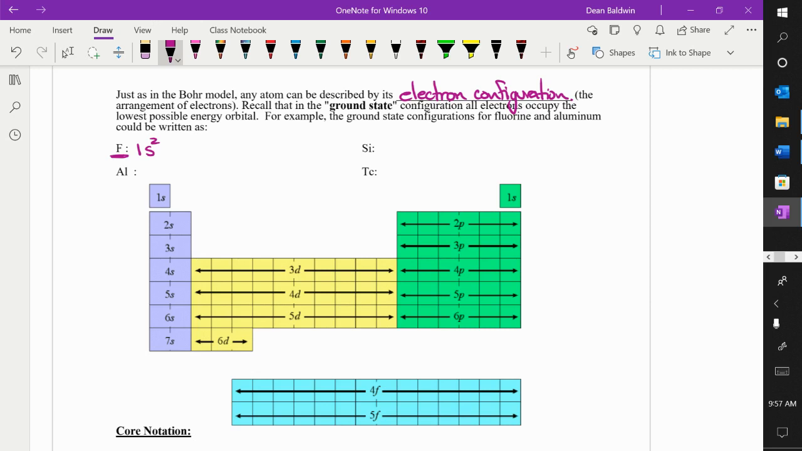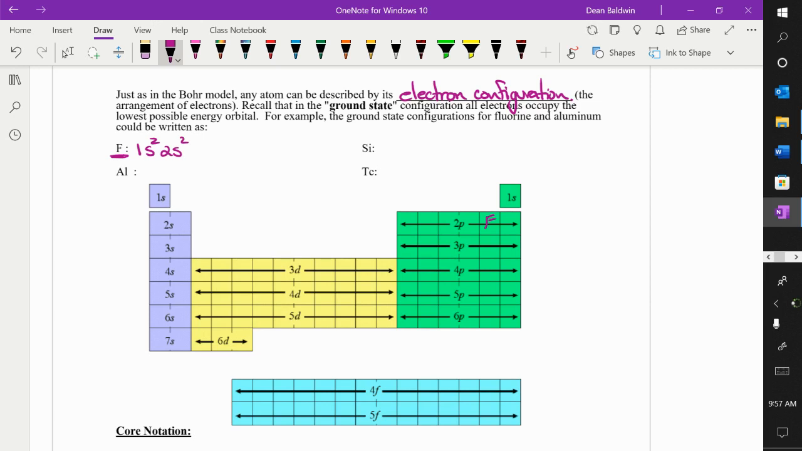Then you drop down to the next one. Do I fill the s here? This is fluorine right here, this is where I want to get to. So you keep working your way across until you get there. So 2s, and they both get filled. So I write 2s with a little exponent 2.